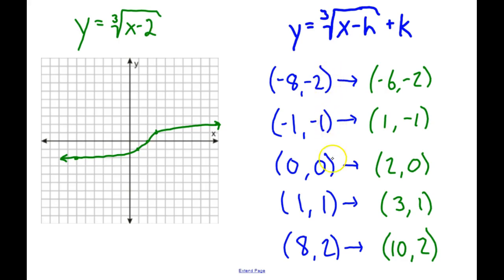If we think about those ordered pairs from the previous problem, all we're going to do is add 2 to each of the x coordinates. So we have our new ordered pairs. We can plot those points: (-6, -2), (1, -1), (2, 0), (3, 1), and then (10, 2). Then we draw our smooth curve through them.